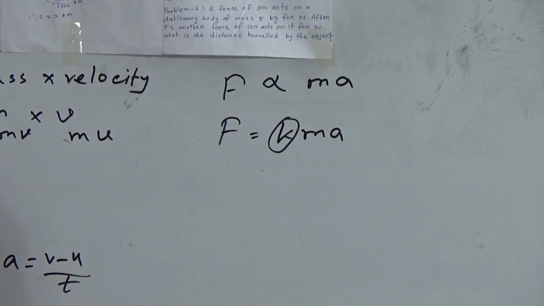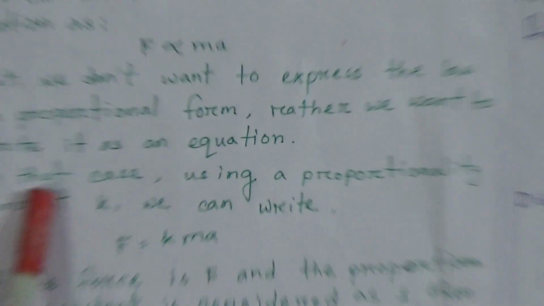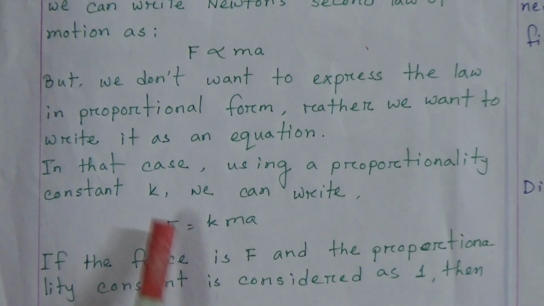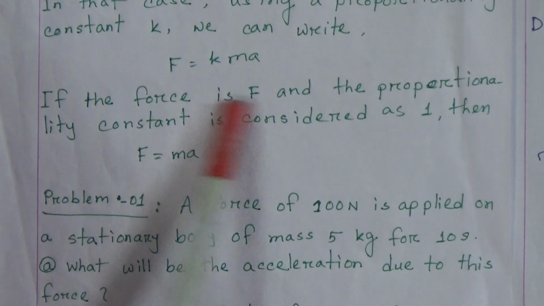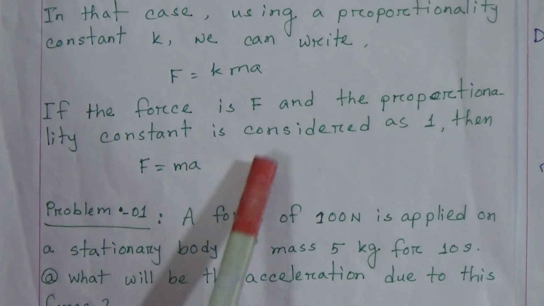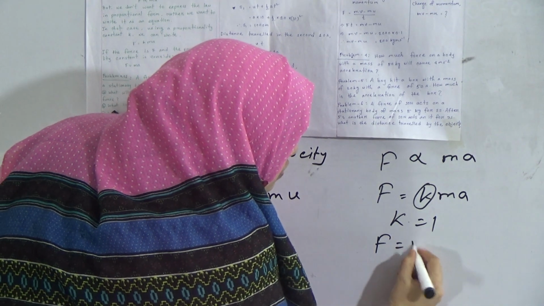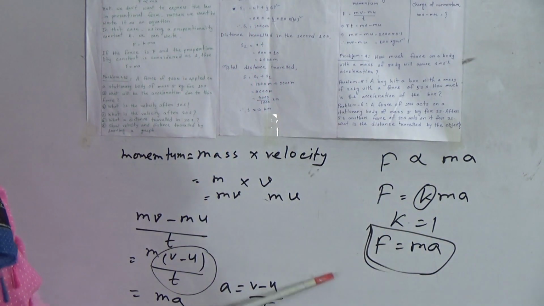We don't want to express the law in proportional form, rather we want to write it as an equation, and in this case we use a proportionality constant k, and we can write F equals k ma. And if we consider k is 1, then we can write F equals ma. So this law is proved.